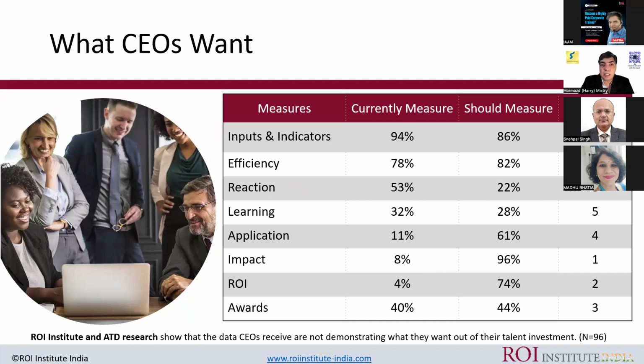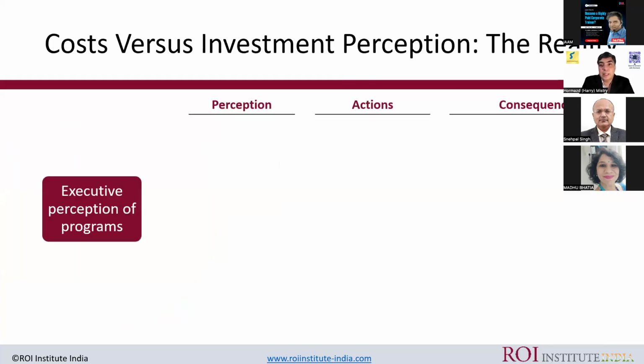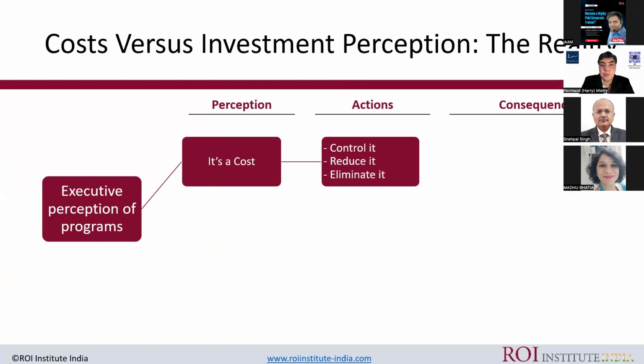This is what we learned when we asked the CEOs what it is that they wanted to see as data for the different programs or initiatives being run within their organization. And because they don't see the impact and ROI data very often, they very often look at these programs as costs and not as an investment. Now, what happens when they look at it as a cost? When executives perceive a program to be a cost, they will always want to control it, they will want to reduce it, and then they will want to eliminate the cost.